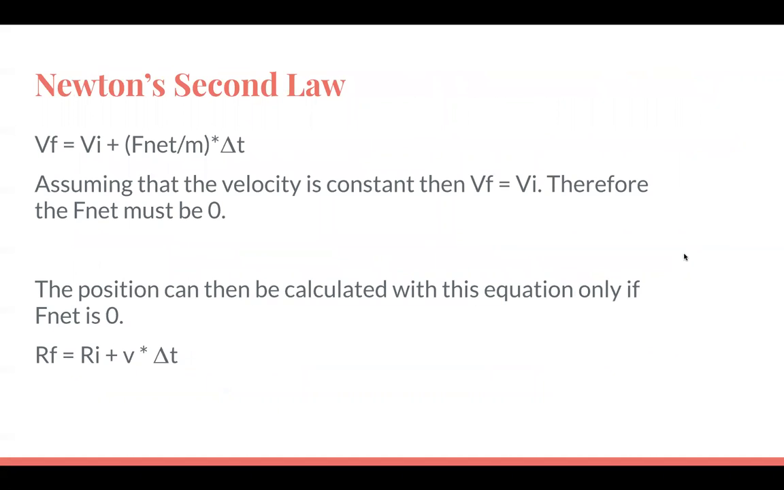And so how this lab utilized Newton's second law is that Newton's second law states that final velocity equals initial velocity plus F net divided by mass times change in time. Now, assuming that the velocity is constant, this means that final velocity must equal initial velocity, so the F net must be 0. And then you can calculate the position if F net is 0 with the equation final position equals initial position plus velocity, which is constant, times change in time.